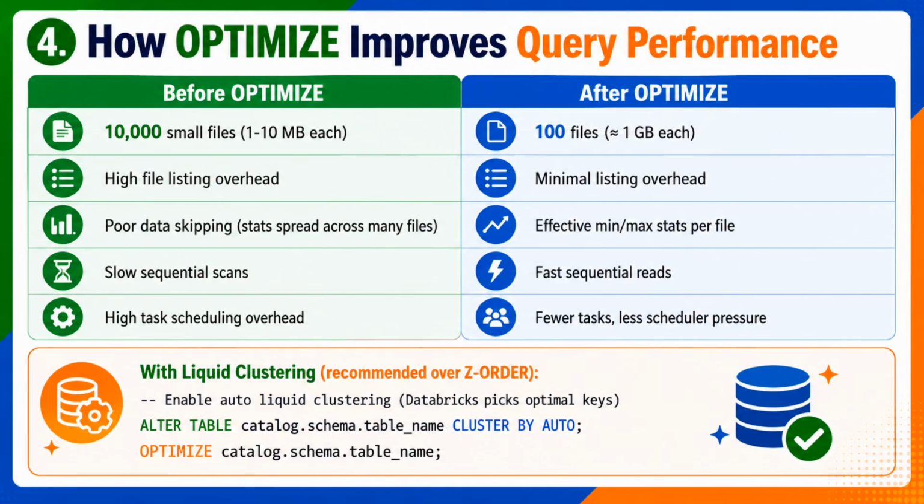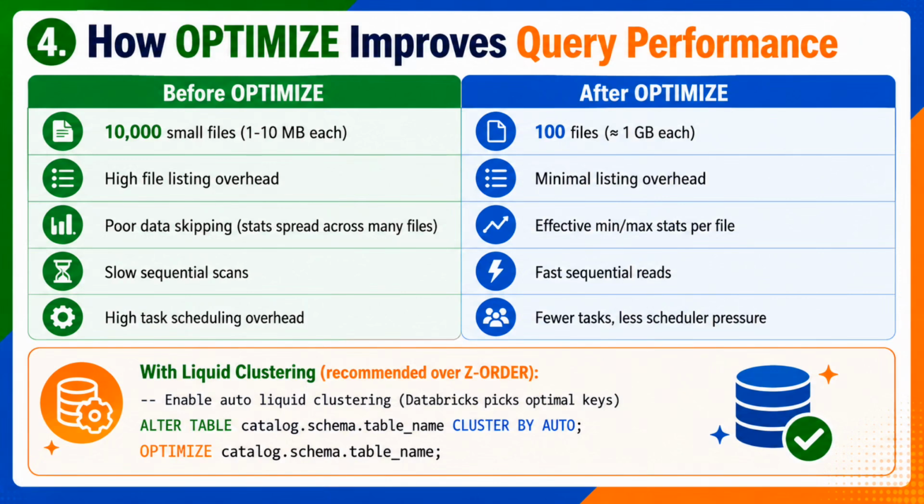Now let's understand how Optimize improves query performance in a Delta table. Before Optimize, the table may contain around 10,000 small files, with each file typically around 1 to 10 megabytes. This creates high file listing overhead because the engine has to manage and list a very large number of files. It also leads to poor data skipping because statistics are spread across many different files. As a result, queries may perform slow sequential scans, while the system also experiences high task scheduling overhead.